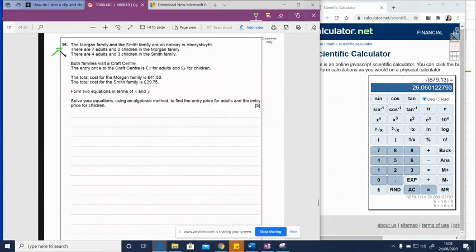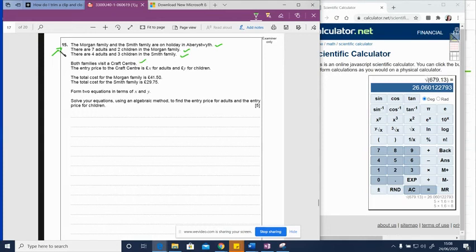Question 15. There's a lot of words in this question, so I'm going to read it quite carefully. The Morgan family and the Smith family are on holiday in Aberystwyth. There are 7 adults and 2 children in the Morgan family. There are 4 adults and 3 children in the Smith family. Both families visit a craft centre.